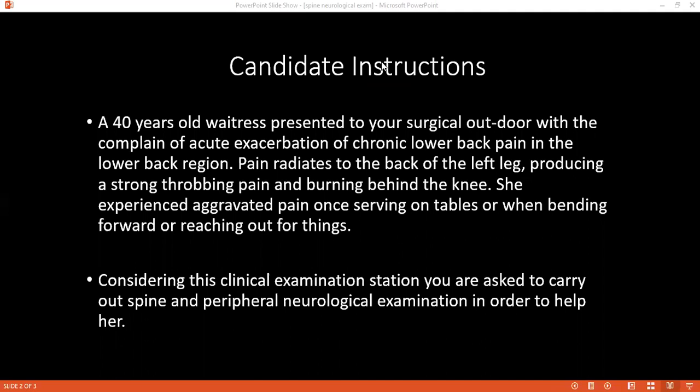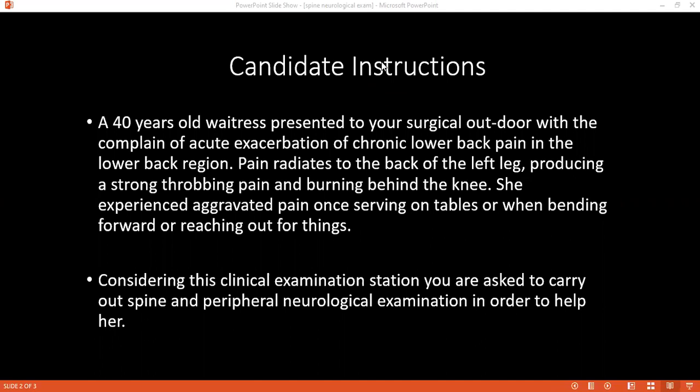Then I will check every dermatome: the front of the leg, the lateral aspect of the thigh, the lateral border of the foot and the first web space. Then I will ask the patient. Sensation checking will include deep pinprick as well as light touch. Good.